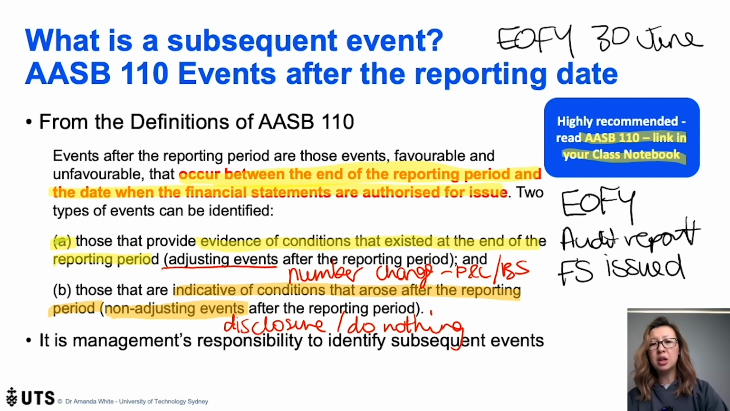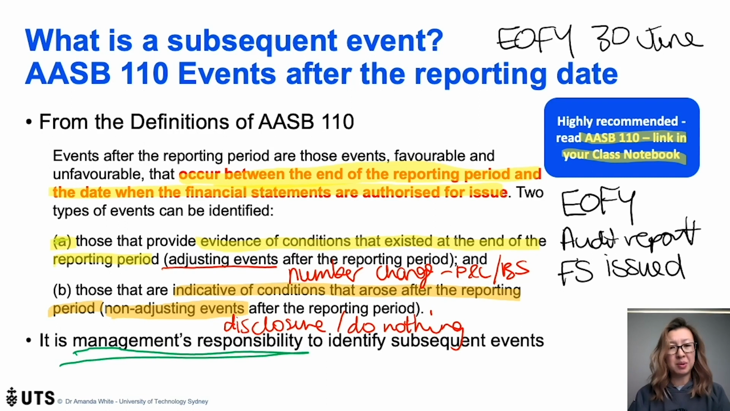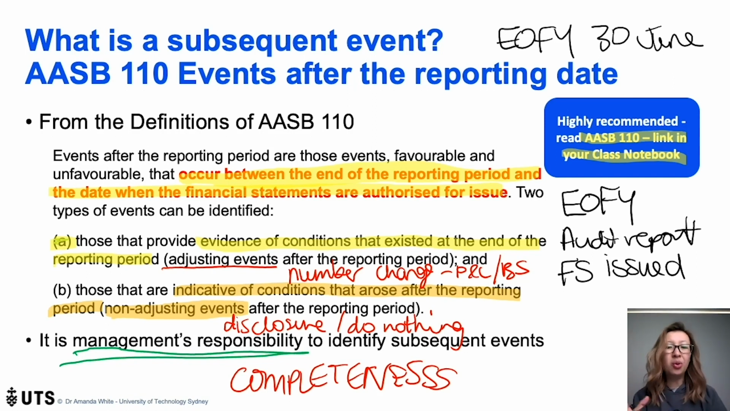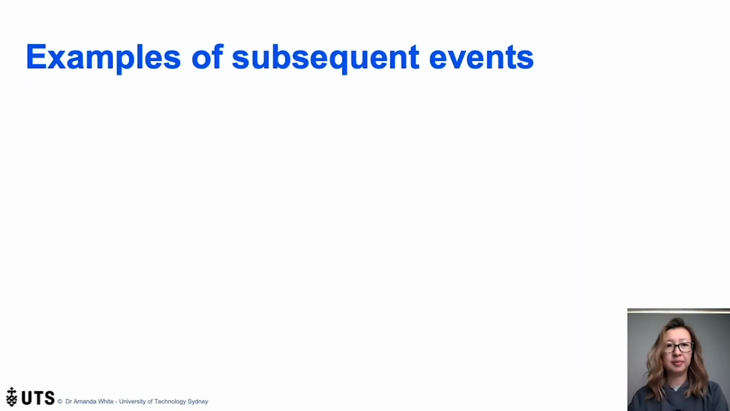Now, whose job is it to actually identify the subsequent events? It's management's responsibility. They're supposed to identify them, and then we check what they have included. Again, just like contingent liabilities, the big issue for us here is completeness. Have they included all of the subsequent events that need to be accounted for in the financial statements, or could they be missing something that might not help them financially? So what sort of things exist as examples of subsequent events?